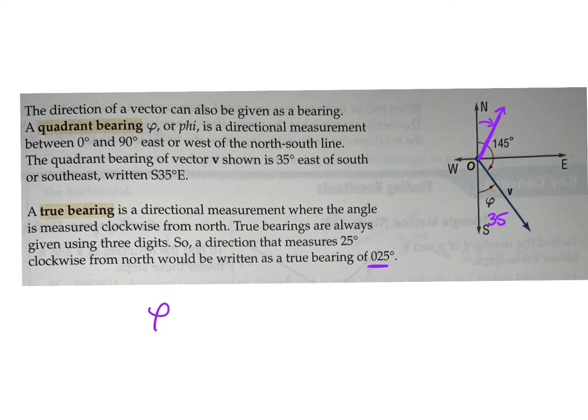They can give it to you in standard position. Standard position, think of it the same way you would for a unit circle. Standard position starts at the origin and goes counterclockwise from the x-axis. Quadrant bearing is going to give you your north, south, east, west. So they're going to say east of north, northeast, west of north, northwest, and they're going to give you degrees. True bearing is always going to start north, straight up, and go clockwise, and it's going to be in 3 digits, okay?